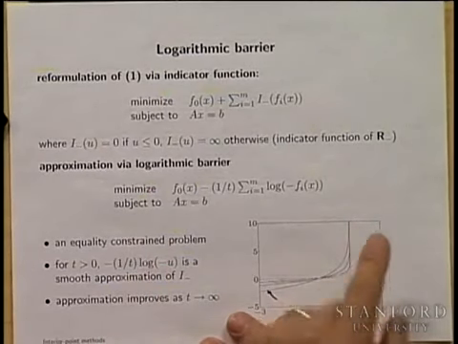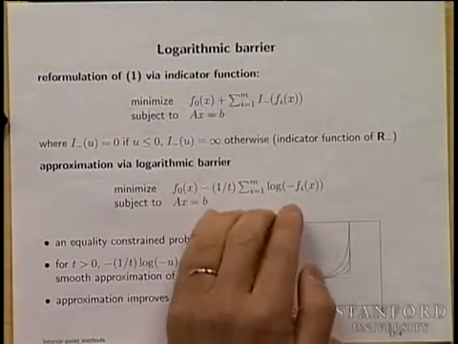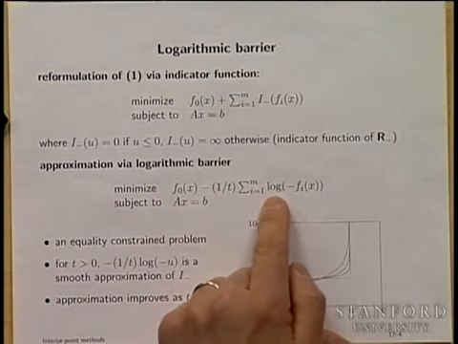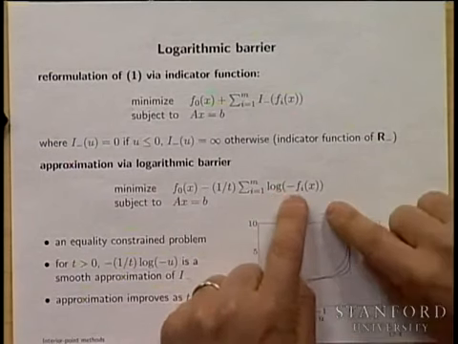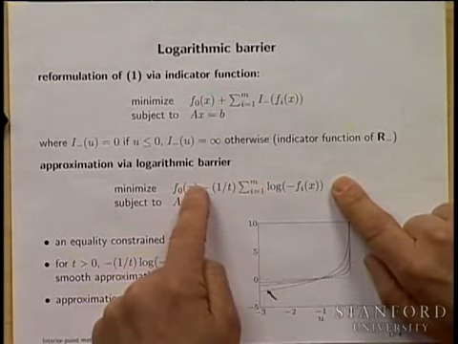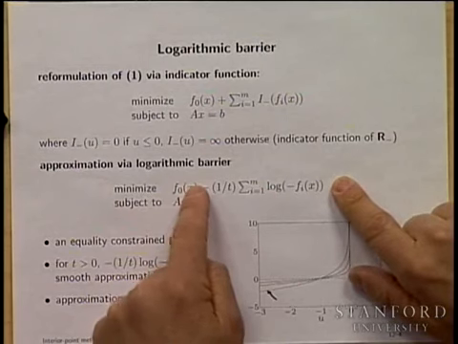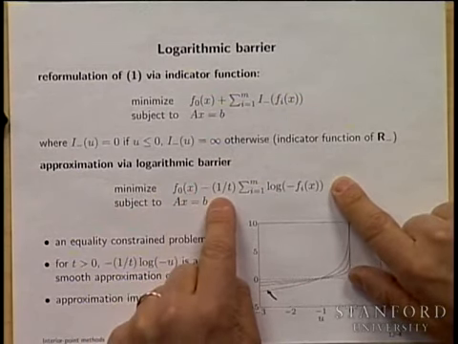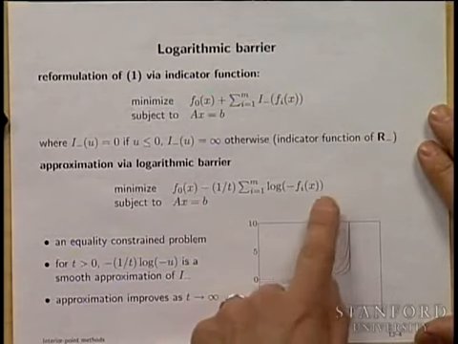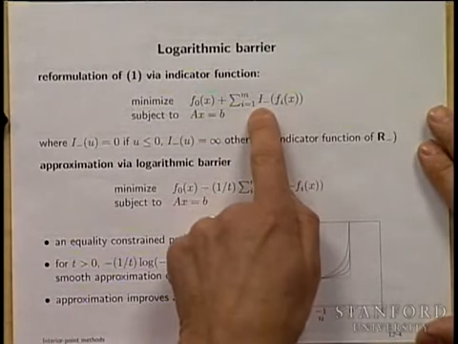So a very common approximation is the log barrier. The log barrier goes like this. You have the sum of the logs of the negatives of the f's. Obviously, if f becomes 0 or positive, this goes to minus infinity, and with the minus sign, it goes to plus infinity. It's a barrier. And you put a 1 over t in front. t is a parameter that controls how close this thing approximates this indicator function.